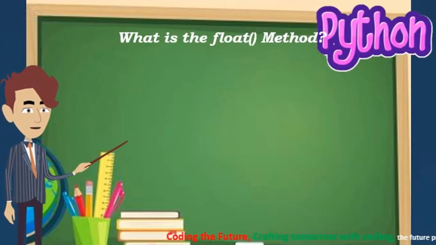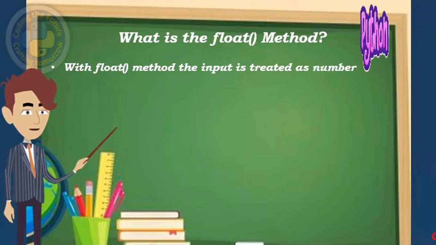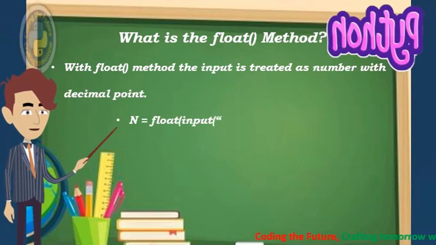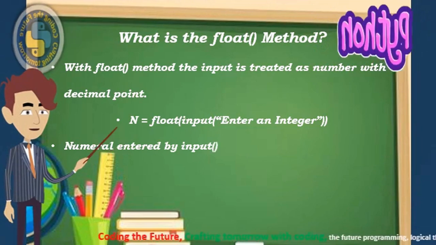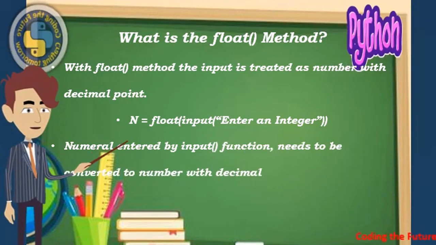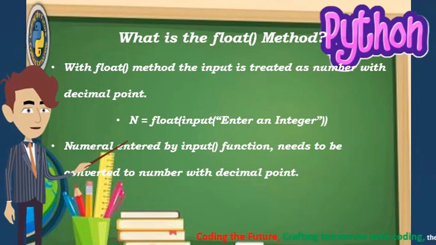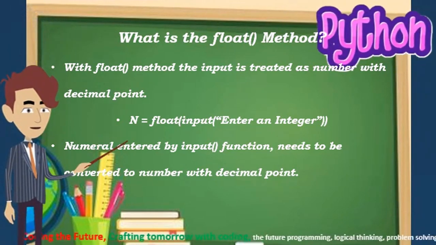What is the float method? With the float method, the input is treated as a number with a decimal point. Syntax is n = float(input("Enter an integer")). A numeral entered by the input function needs to be converted to a number with a decimal point.